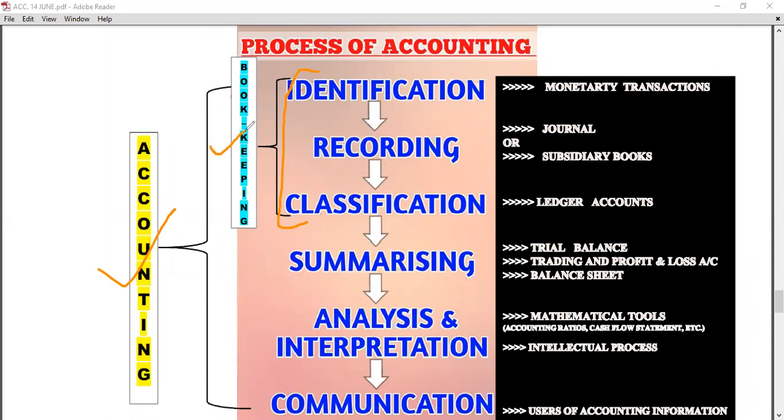One of the students has sent me the chart of this accounting process, and by mistake he has included summarizing also in bookkeeping. नहीं, bookkeeping में initial first 3 steps ही हैं सिर्फ. Clear? तो जिसने भी mistake की है उसको correction कर लीजिए. Bookkeeping includes identification, recording and classification only, and summarizing is not a part of bookkeeping. So just make a correction, all those who have made the mistake like that.